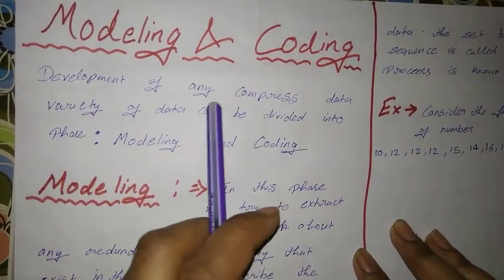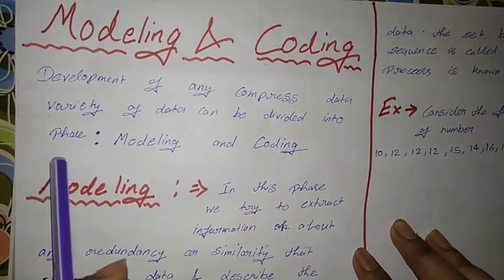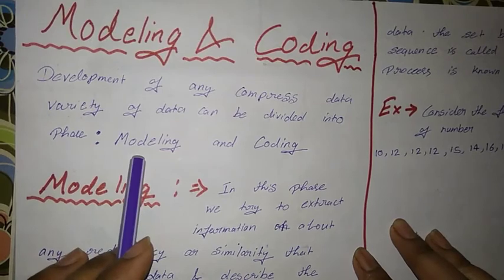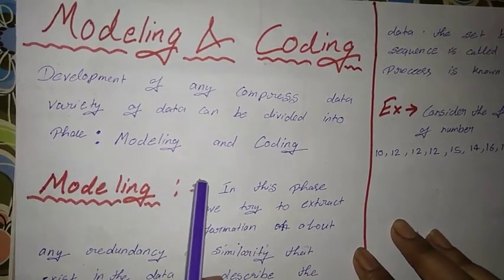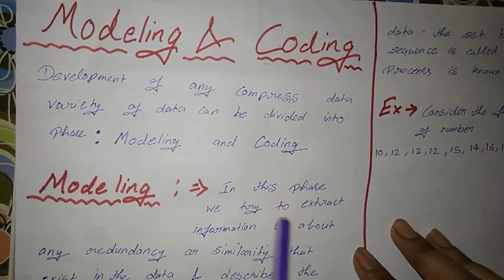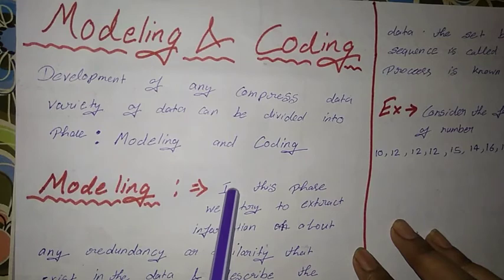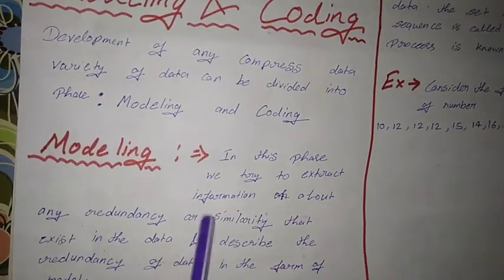Compression of any data, of any variety, can be divided into two phases, that is the modeling phase and the coding phase. Means when you compress any data, firstly you divide the process into two phases: in the first phase, the modeling phase, and in the second phase, the coding phase.